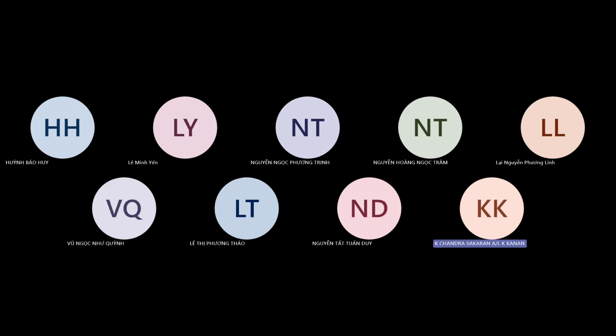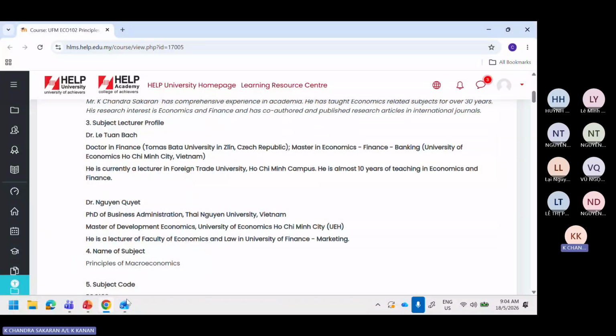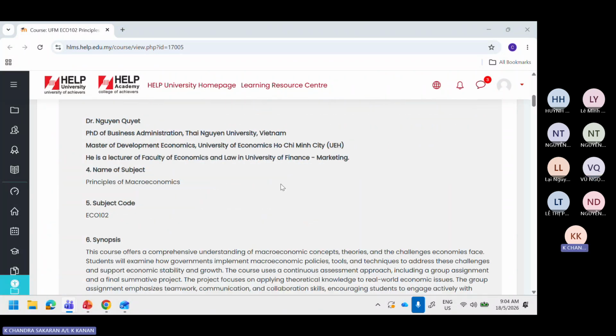Okay, let me share my screen now. Can you see the screen now? Oh, yes. Okay, this is the HLMS screen.